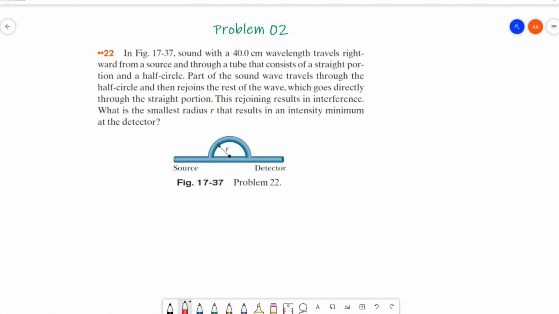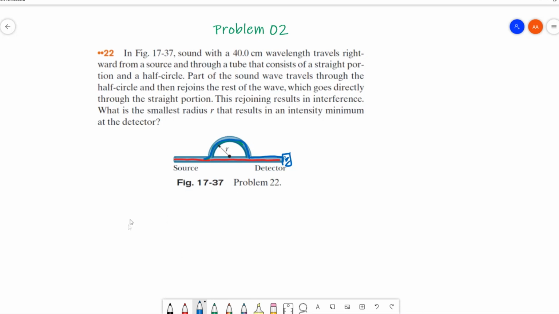Great. So to solve this problem, we have a wave. Part of the wave will continue directly straight forward, and the second part of the wave will follow this path in blue. So here at the detector we will have two waves. We will detect the interference of two waves.